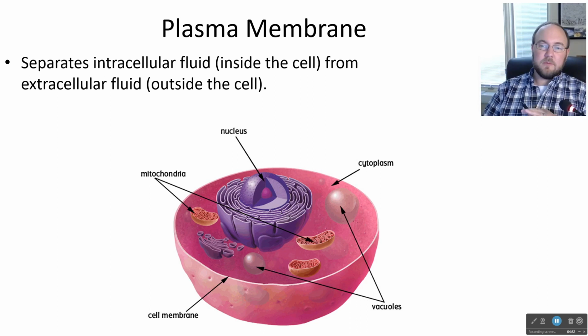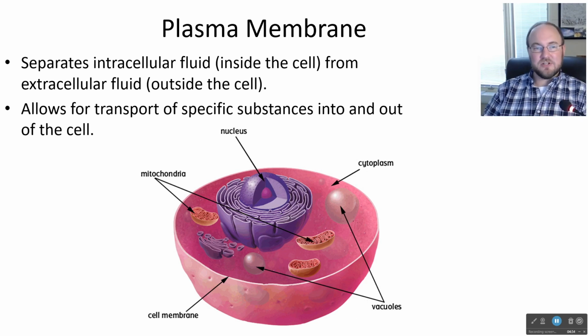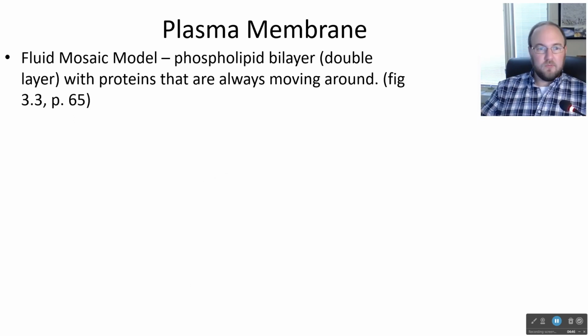But the plasma membrane is also dynamic in nature. It has to allow for the transport of stuff into and out of the cell, specific things that the cell wants or needs to get rid of. Right? So the way the plasma membrane is set up, it's called the fluid mosaic model. It says that the plasma membrane is a phospholipid bilayer, a double layer, with proteins embedded into it that are always shifting around. It's fluid in nature, and it's a lot of different stuff working together, so kind of a mosaic. That's why they call it the fluid mosaic model.